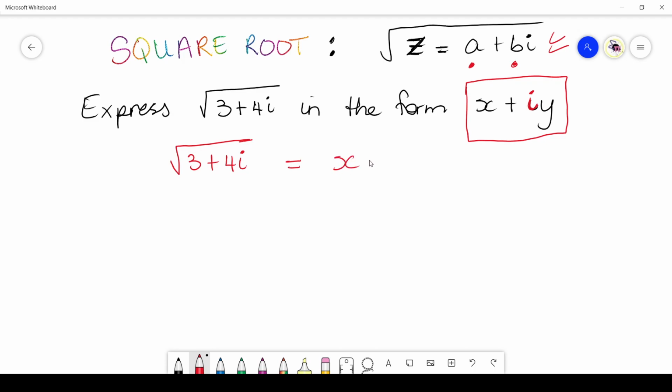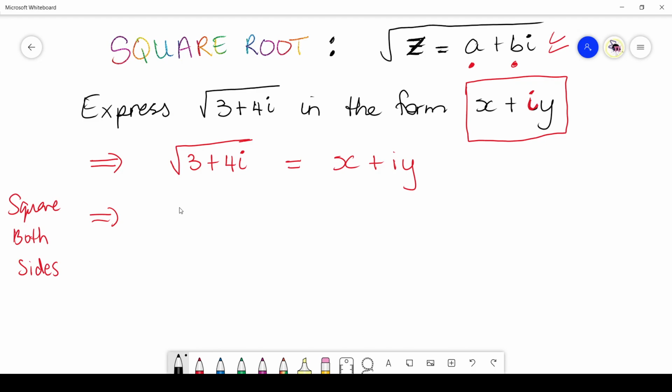If it's x plus iy, then we write it equal to x plus iy. If it's a plus bi, we write it as a plus bi. If it's k plus mi, we write it as they request. That's the first step. Now, your second step is simply to square both sides. And I think that's standard knowledge at this stage. If you're doing advanced maths, you should know that to get rid of any square root, you simply square both sides.